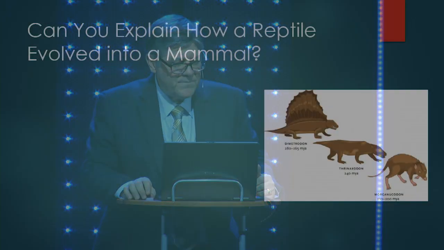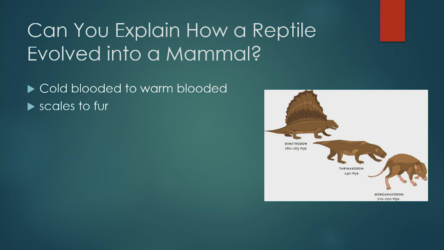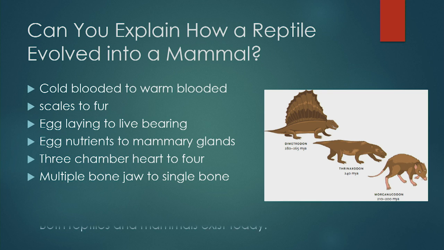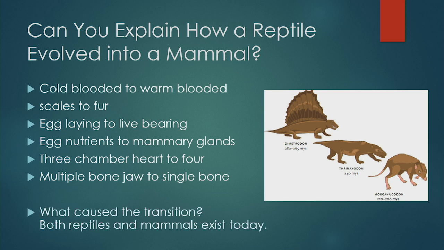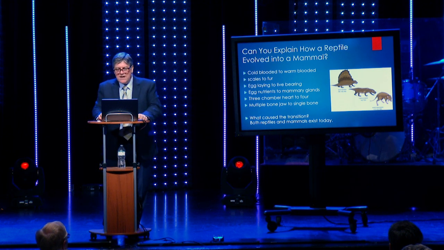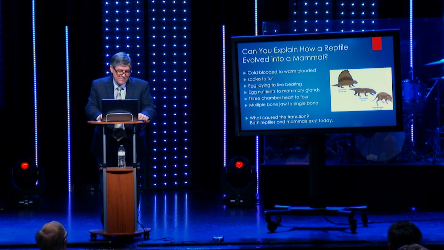Let's just narrow this sequence down to, in other words, can you explain how a reptile evolved into a mammal? Now look at the changes that are required here. Cold-blooded to warm-blooded. A complete transformation in the entire metabolism? Are you kidding me? From scales to fur, from egg laying to live bearing, from egg nutrients to mammary glands, a three-chambered heart to four, a multiple bone jaw to a single bone jaw. I mean, what caused all these transitions anyways? Both reptiles and mammals exist right now. It's not like the reptile had to morph into a mammal in order to survive. They both exist right now. You see, no one has ever demonstrated a credible evolutionary sequence of the reptile evolving into a mammal. But this is what we're supposed to believe.